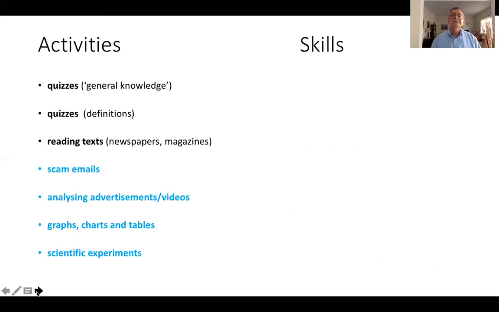Here are a few more: quizzes, reading texts, and the ones in blue I'm going to go through in a bit more detail in a moment.